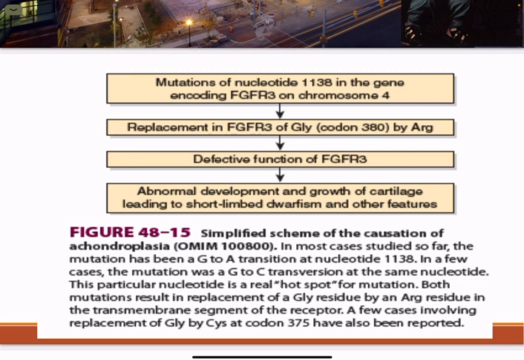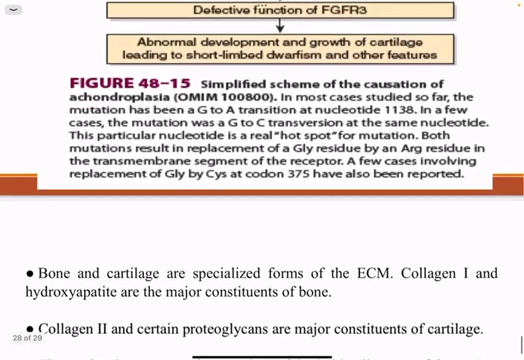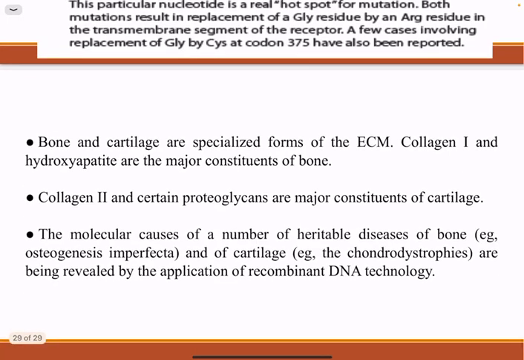There will be a replacement in FGFR3 of glycine to arginine. This is a type of mutation. You know, the glycine will be converted to arginine. And there will be an effect on the function of that receptor, which means that the cell is not going to grow normally. So there will be a defect in the growth of these cells. Just as an example of the molecular basis of disease.